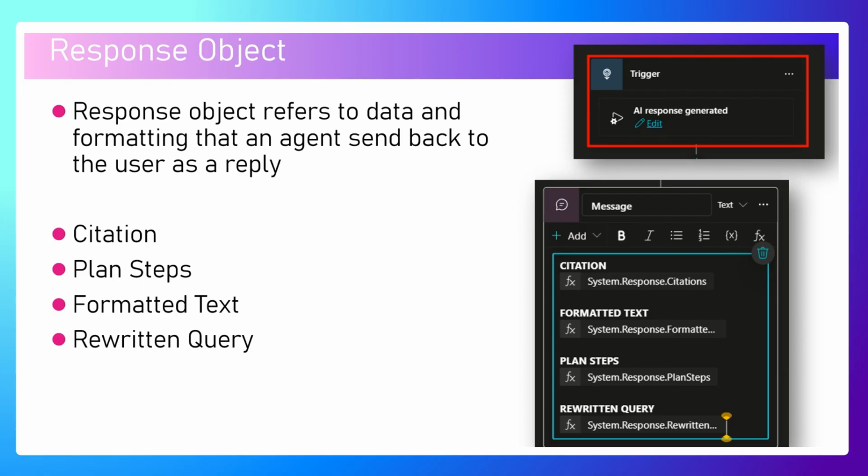Now, there are various things available. The response object refers to the data and formatting that an agent sends back to the user as a reply. You can get the citation, the formatted text, the rewritten query, and the plan steps. I'm going to show all of this in the demo by performing a simple test.